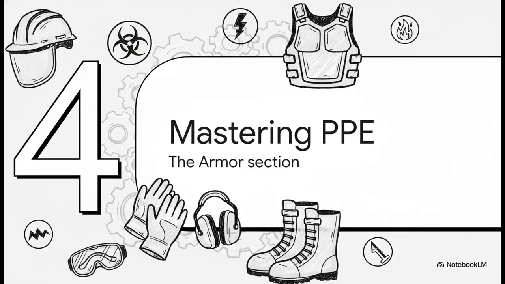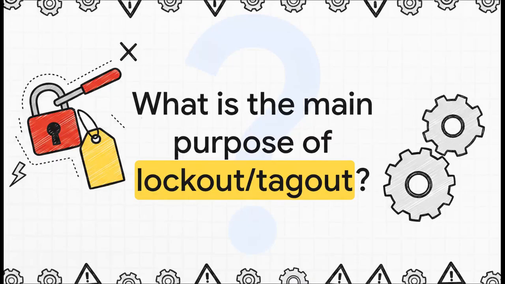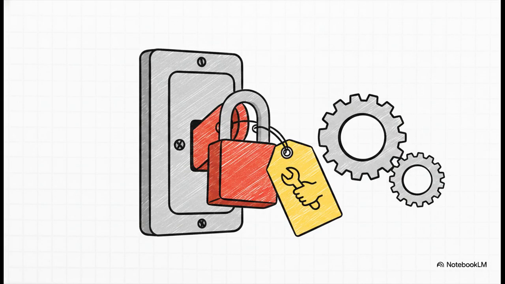Which brings us to Section 4, Mastering Protective Equipment, commonly known as PPE. But before we physically put on the armor, we actually have to secure the machinery itself. So here's another direct exam question for you. What is the main purpose of lockout/tagout procedures, often just called LOTO, in construction? The definitive, correct answer here is controlling hazardous energy sources during maintenance or repairs.